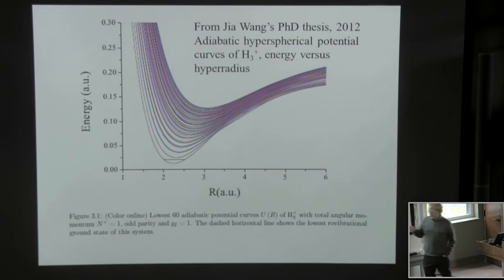So this is just to get some feeling for what that looks like. When you solve for H3+ in this picture, you get these adiabatic potential curves. The ground state of H3+ sits near the bottom of the lowest one. And you can see near this region, there's not very much non-adiabatic physics going on. Up here, there starts to be some more.